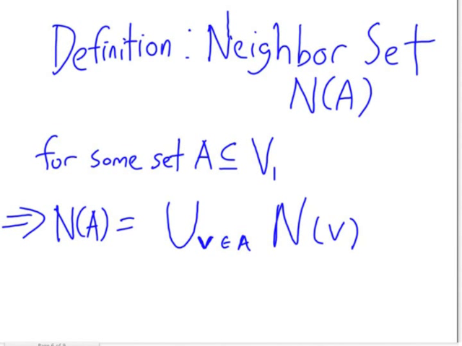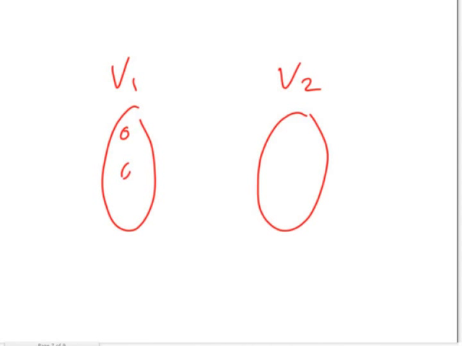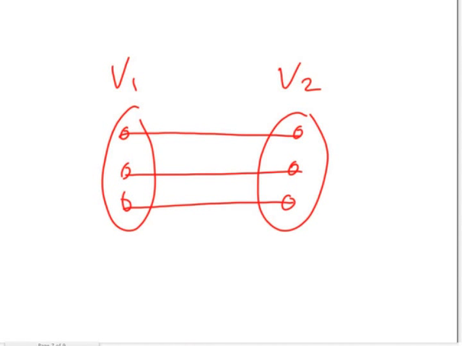And when we talk about the neighbor set, all we're going to do is take some subset of our V1 and sum up all the vertices within V1 to get their corresponding neighbors. So if we go back to our sets V1 and V2 with all of their edges, or vertices rather, the neighboring set of V1 is going to be all the corresponding neighbors inside of V2.